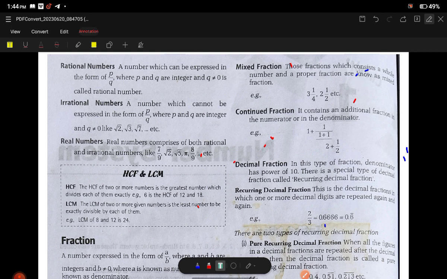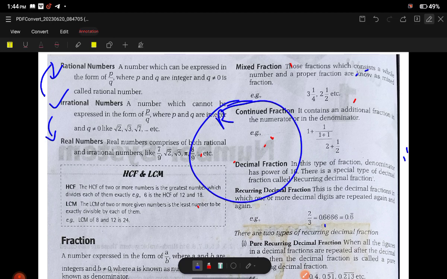Now, real numbers include all these things: rational, irrational, all. If you combine all rational and irrational, you will get the real number. If you want to draw, this is called a Venn diagram. The whole set is real. Inside real you will get two types of number, one is rational, another is irrational.